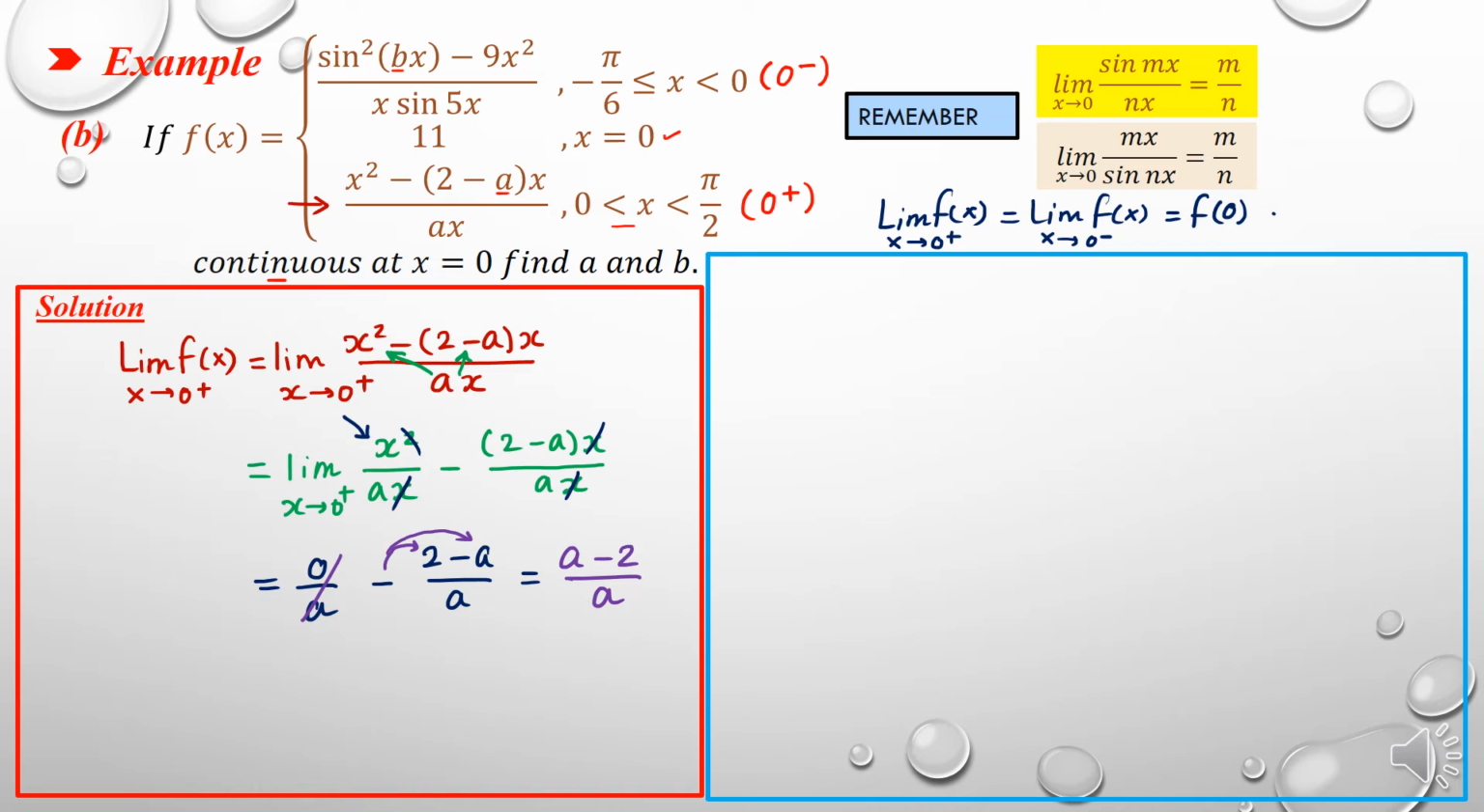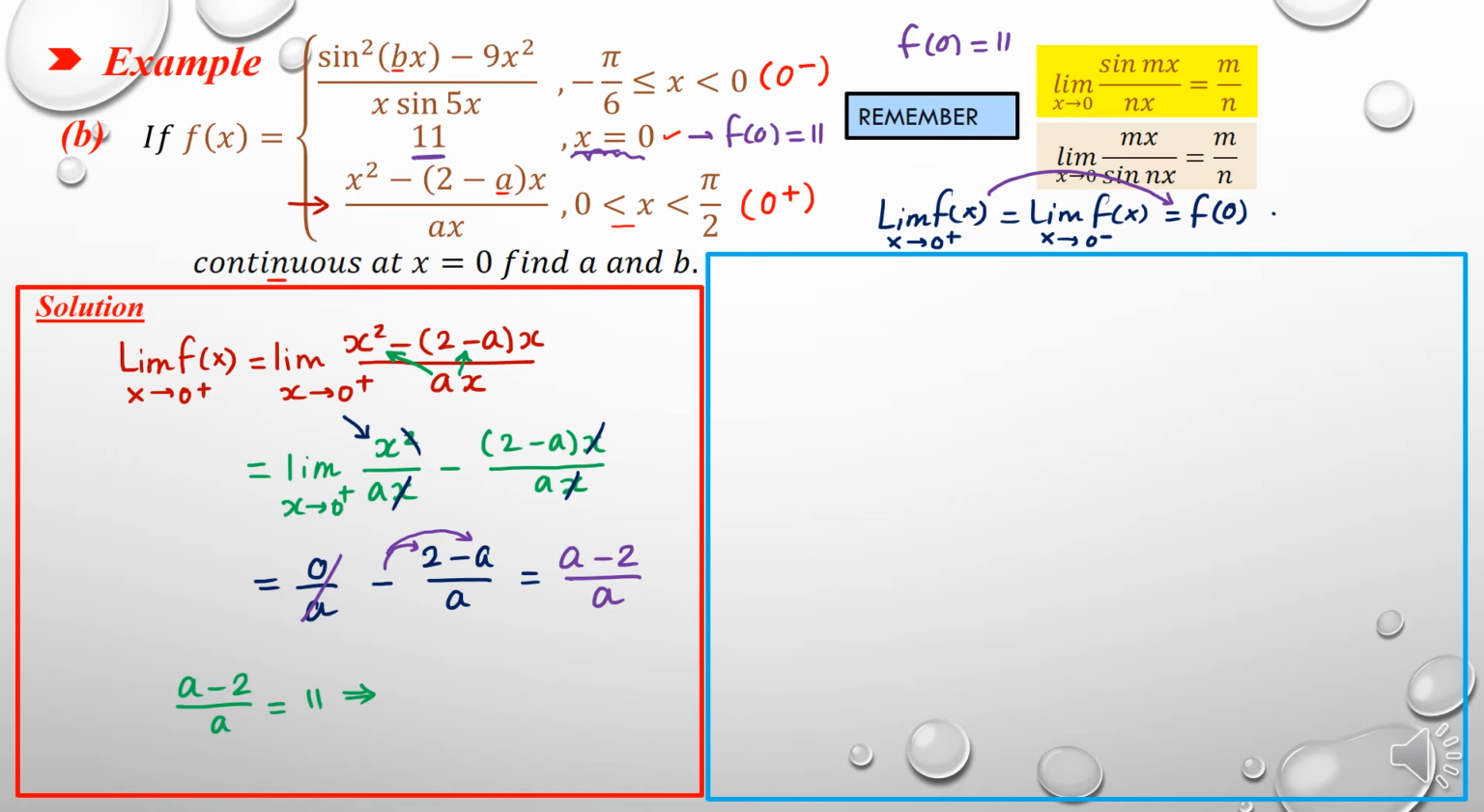Now since the function f is continuous at x equals 0, this means that the limit of f(x) when x goes to 0 from right equals f of 0. Now f of 0 is 11 from the function, so in our question f of 0 equals 11, since f of x equals 11 when x equals 0. So you have to put a minus 2 divided by a equals f of 0, which is 11, and you have to solve this equation.